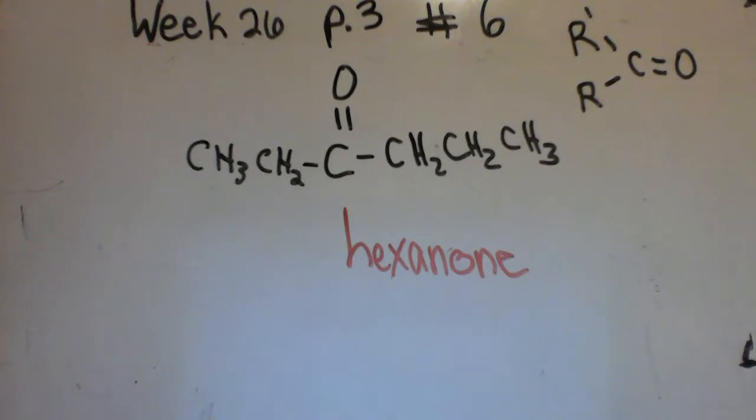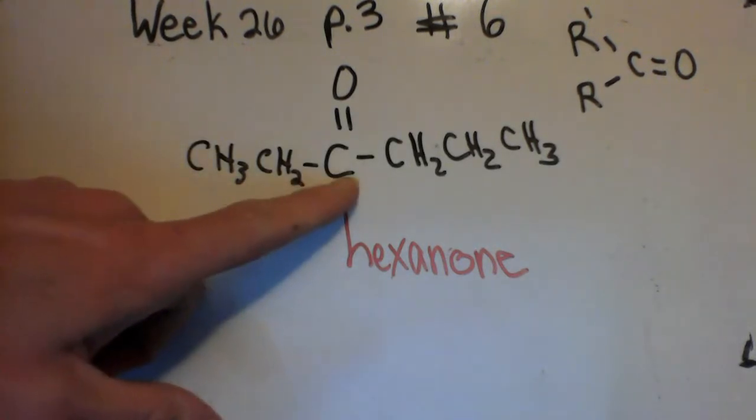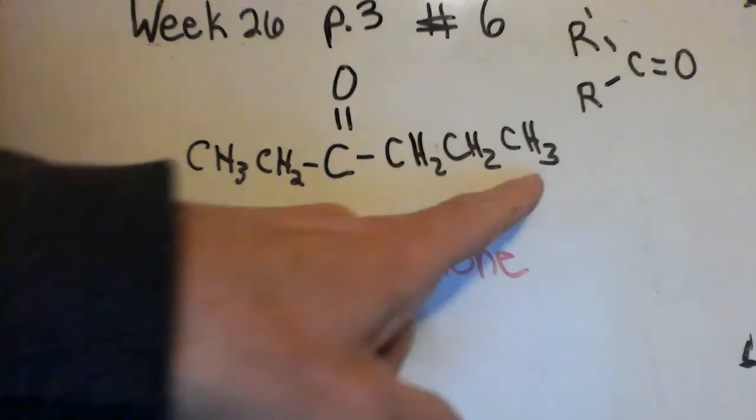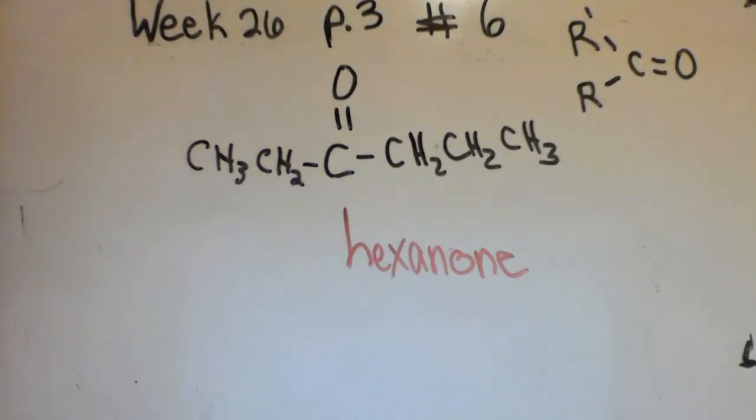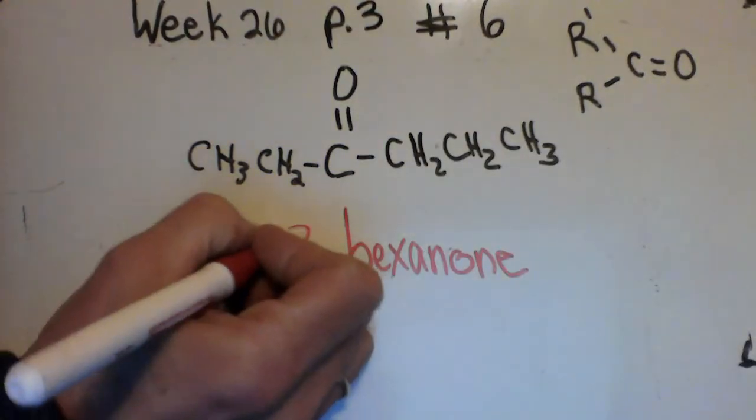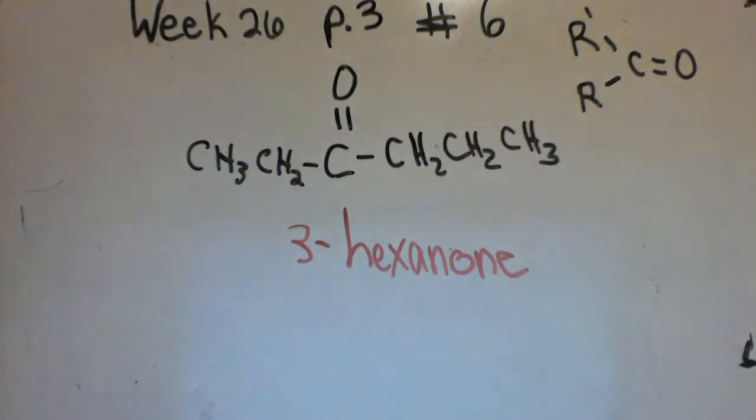Now, the last thing we have to do when naming this molecule is tell where the carbonyl group is. And it's going to be on the lowest number when we count from either side. So 1, 2, 3 carbons from this side, and 1, 2, 3, 4 from this side. So we'll call it 3-hexanone.